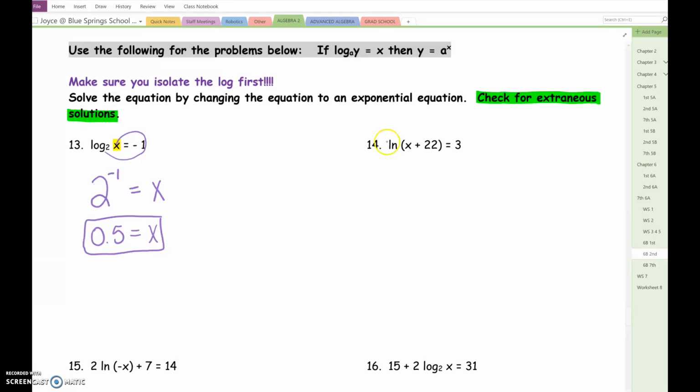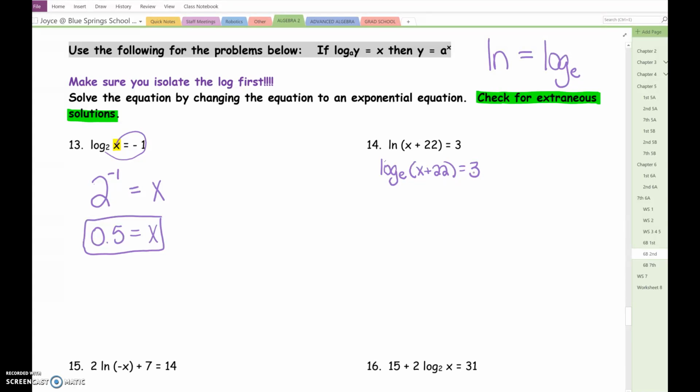Number 14 is very similar. But anytime that you see ln, I want you to write this on your paper. ln means the same thing as log base e. So anytime that you see ln, you can rewrite it as log base e of x plus 22 equals 3.